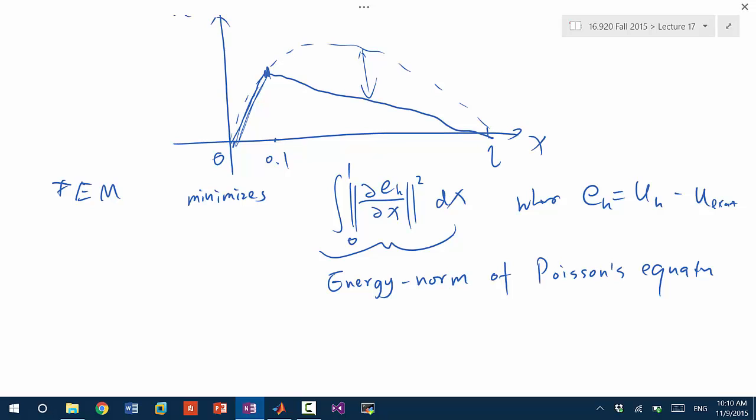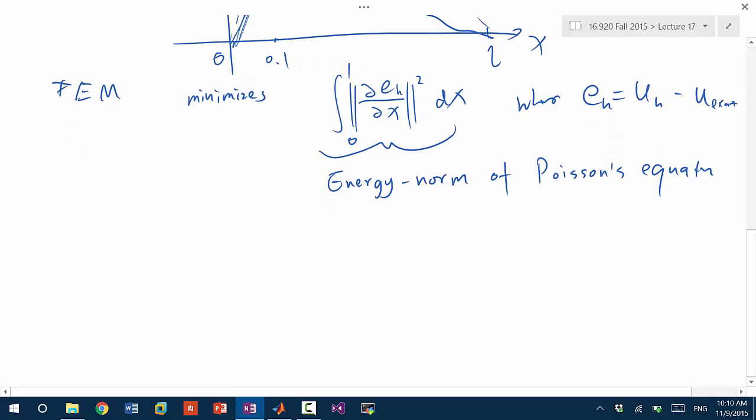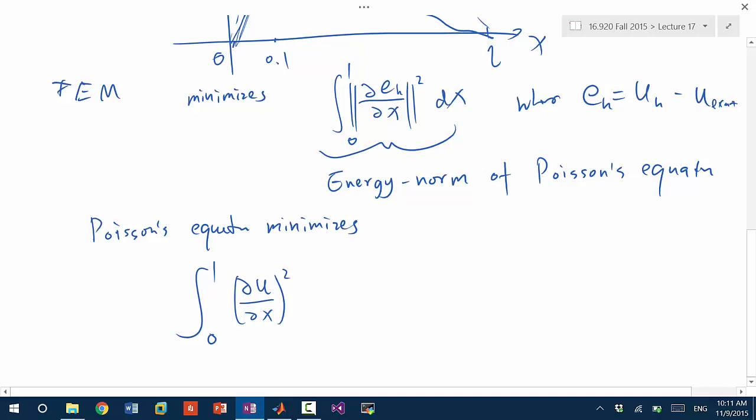And that equilibrium state usually corresponds to minimization of energy or minimization of a certain action in physics. So for example, Poisson's equation actually minimizes a particular energy. It minimizes the integration of the derivative of u, the solution, squared, minus f times u, dx.